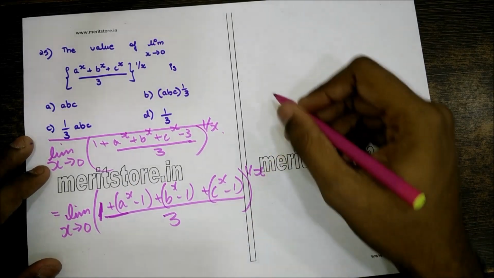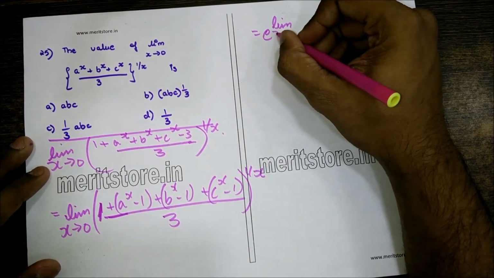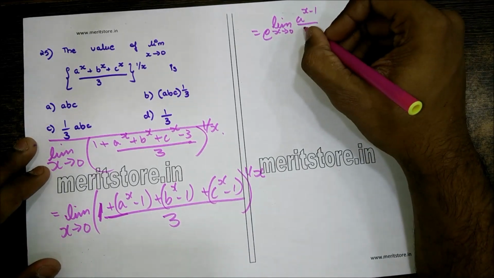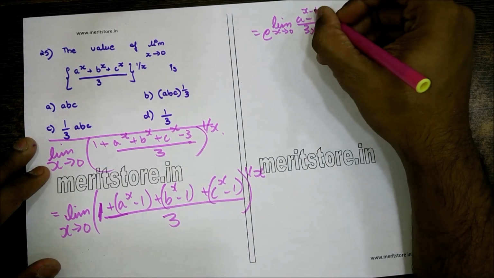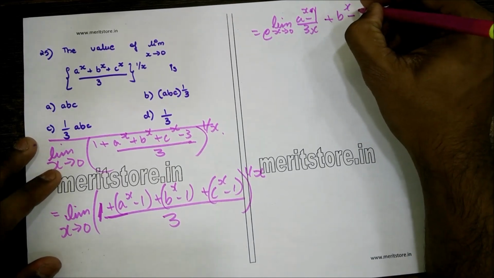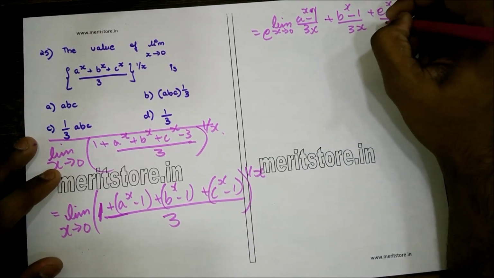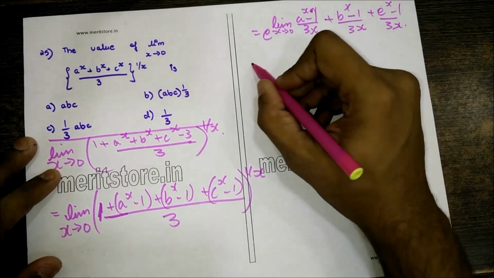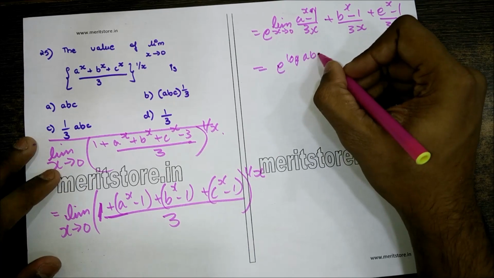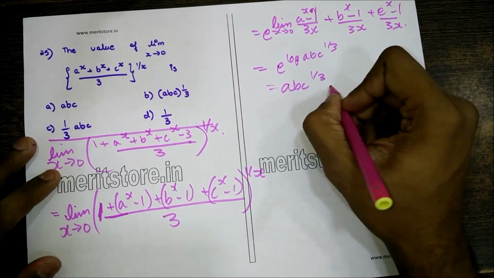1 by x. Now that gives us e raised to limit of x tends to 0 (a raised to x minus 1 upon 3x plus b raised to x minus 1 by 3x plus c raised to x minus 1 upon 3x), that is e raised to log of abc raised to 1 by 3, which is abc raised to 1 by 3.